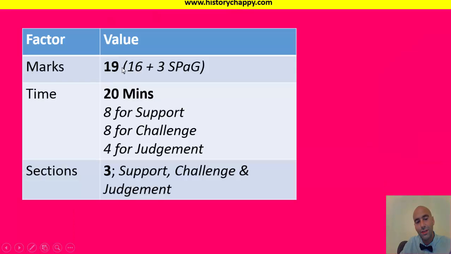So how many marks available? 19. You get 16 for the question, 3 for good spelling, punctuation and grammar. Excellent. You have about 20 minutes in the examination to answer this question. So when you break that down, that means you've got about 8 minutes to support that interpretation, another 8 to challenge it. Then you're going to have about 4 minutes to reach a judgment. So you don't have much time. You've got to make every minute count. How many sections? Well, 3. Support, challenge, then reach a judgment. Nice and simple so far.